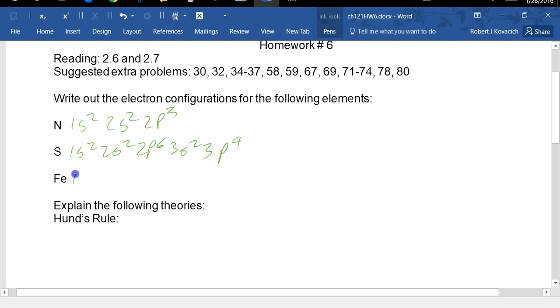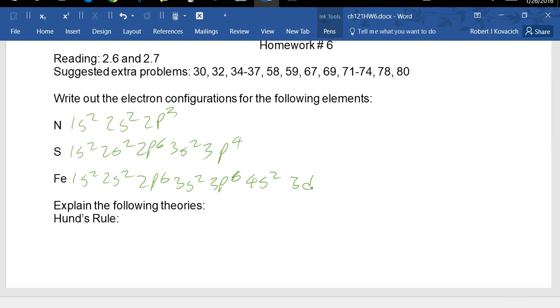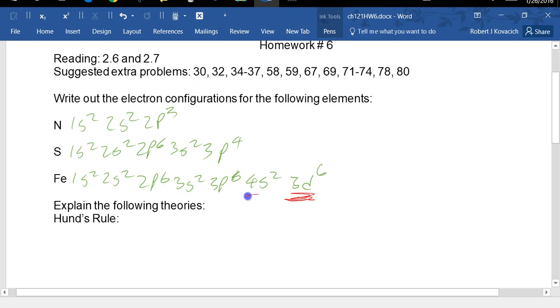And for iron, how many electrons am I looking at? All right, so remember when you're doing this, that the D comes after the S.